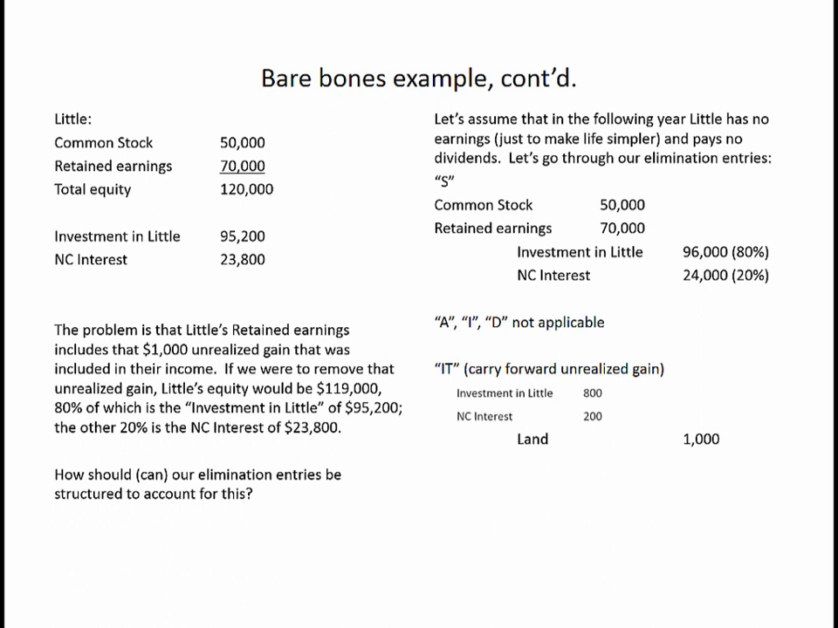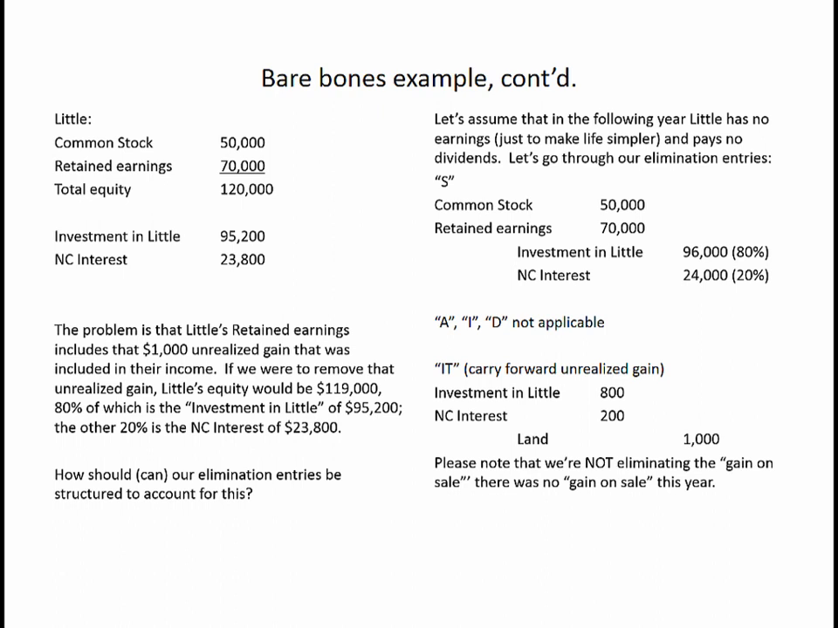So it's continuing to be carried on Big's ledger at $11,000, but for reporting purposes, we need to knock it down to $10,000. On the debit side, we're going to go ahead and debit the investment in Little and the non-controlling interest. Basically, up in the S entry, we overdid it in terms of crediting the investment in Little and the non-controlling interest. So in this IT entry, we're backing off and taking away the excess that we had credited up in the S entry.